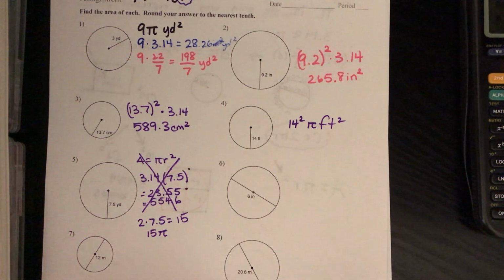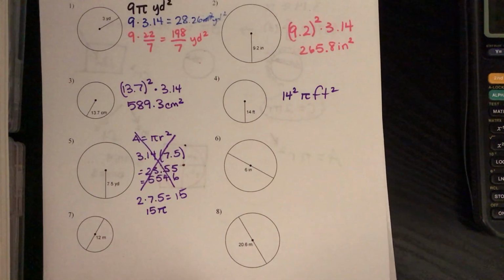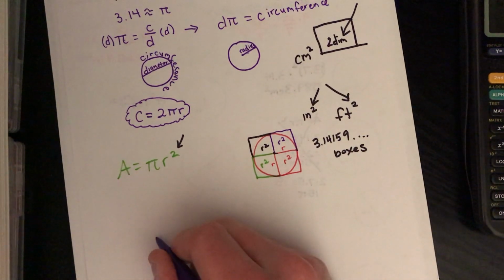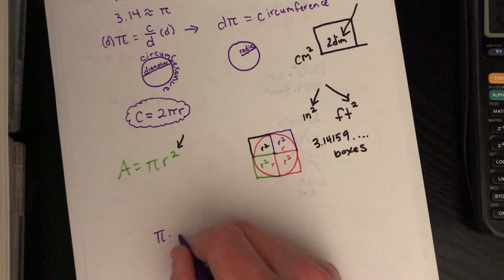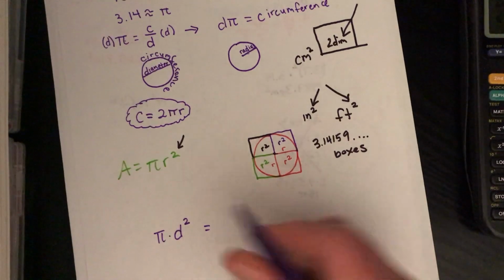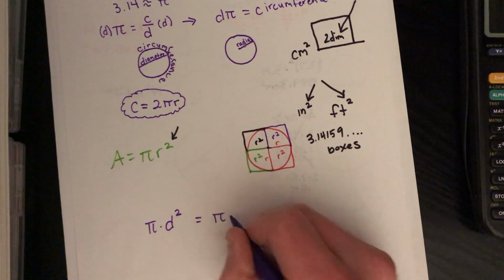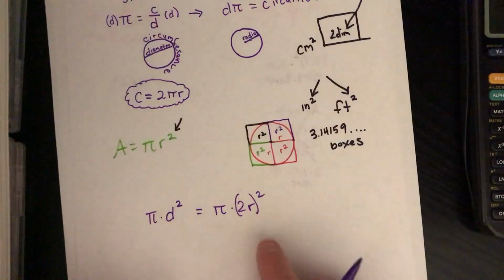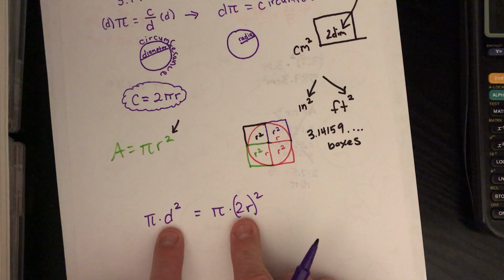All right, so these next ones, you've got the diameter in the following 5 instead of the radius. And you've got to divide that diameter by 2 before you can use the formula. Look what happens if you accidentally use the diameter instead. If you accidentally do pi times the diameter squared, well, that's the same as pi times 2r squared, right? Since the diameter is equal to 2 times the radius.